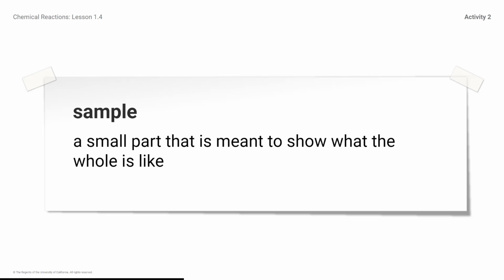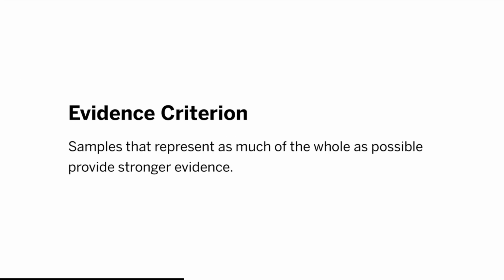Sample: a small part that is meant to show what the whole is like. The ecologist in the video discussed how it is often impossible to count all of the organisms in a population. Instead, ecologists collect samples to provide an accurate picture of how the population is really changing. Some samples do a better job of representing the entire population than others. Evidence criterion. Samples that represent as much of the whole as possible provide stronger evidence.